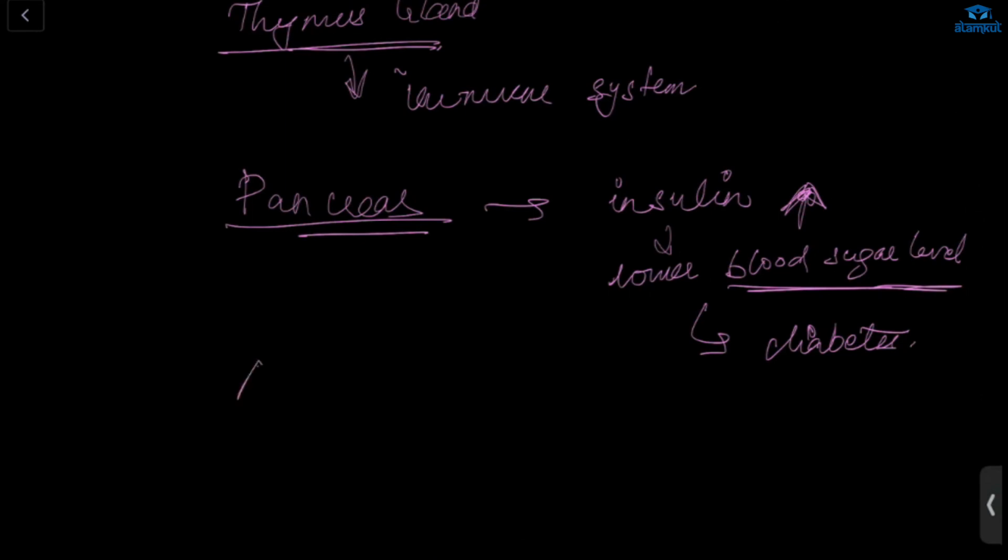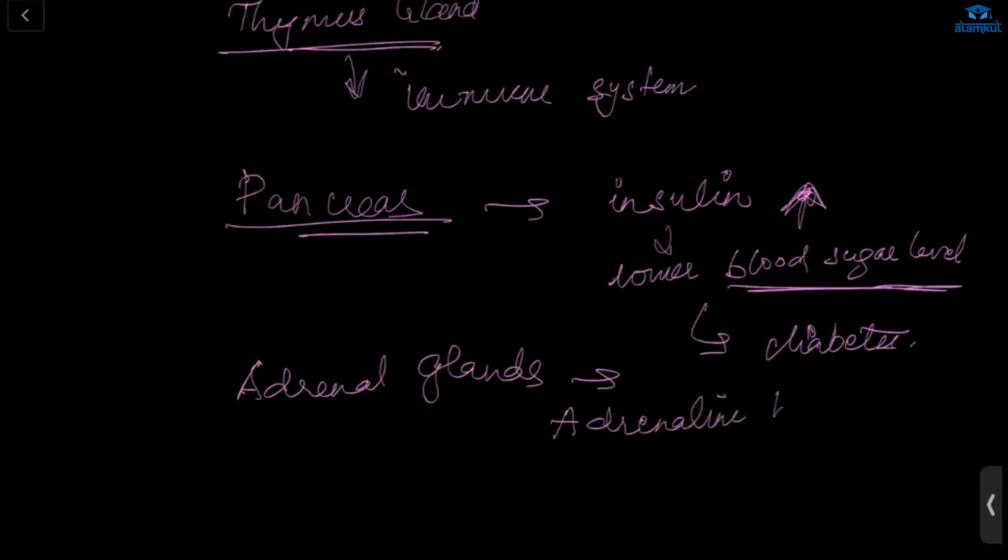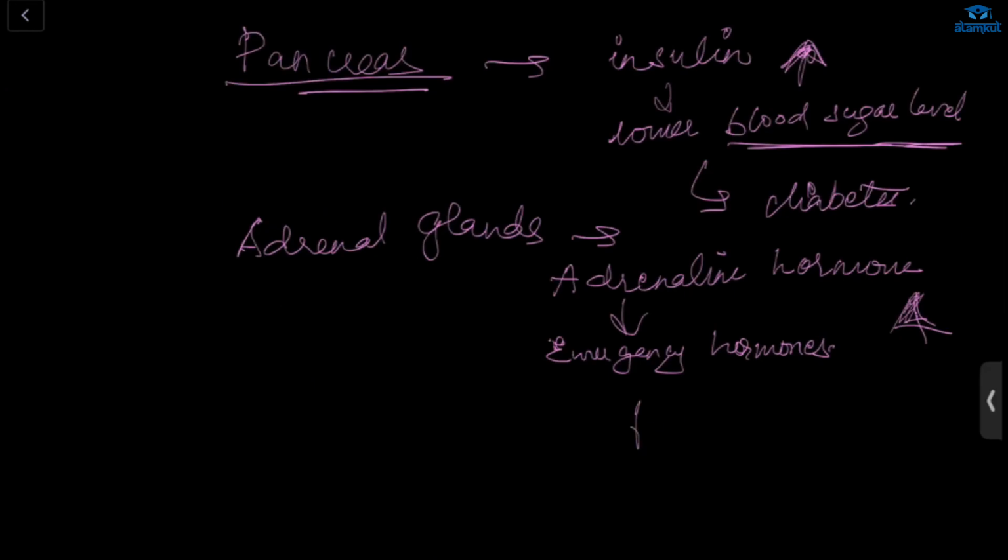Next, we have adrenal gland. What hormones does this secrete? Yes, adrenal hormone, the fight or flight hormone. Yes, emergency, right? If the person is frightened or scared or excited, what will happen? This hormone will be released in large amount so as to control the fight and flight.